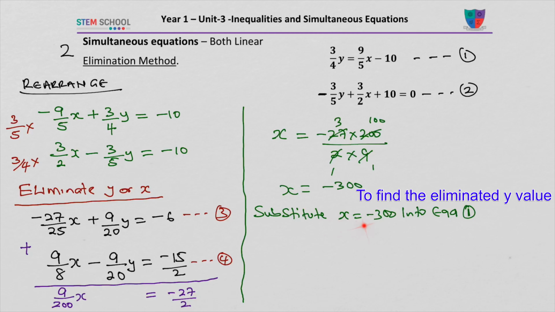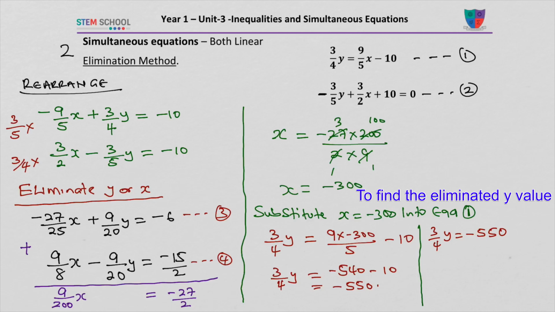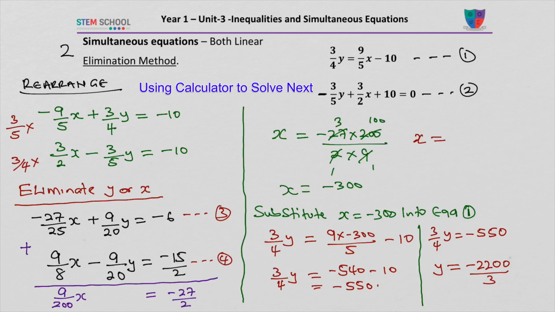I need to substitute x equals minus 300 into equation 1 or equation 2. I chose equation 1 because it's easier. I put x equals minus 300 here. That's 9 times minus 300 over 5, minus 10: minus 540 minus 10, minus 550. Minus 550 to get y, therefore y equals minus 550 times 4, which is minus 2200, and you divide it by 3, and that's y. So the coordinate point where they intercept: the x value equals minus 300, and the y value equals minus 2200 over 3.